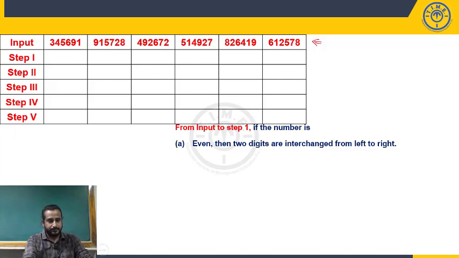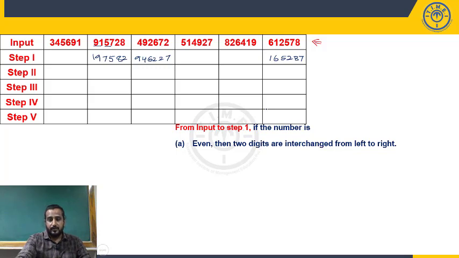915728 becomes 91578 becomes 19. First two digits are interchanged. 57 becomes 75. 28 becomes 82. Again, here is one more even number. 49 becomes 94. 26 becomes 62. 72 becomes 27. Here we have one more even number. 61 becomes 16. 25, 52, 78, 87. If the given number is even, the two digits are interchanged from left side to right side.